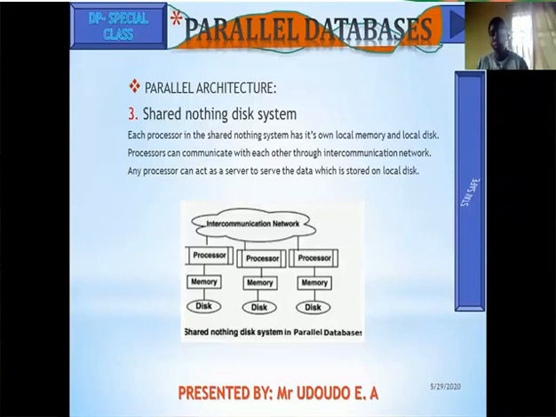But because they are in the same company, there is a common interface through the internetwork. They don't share anything. They share nothing.